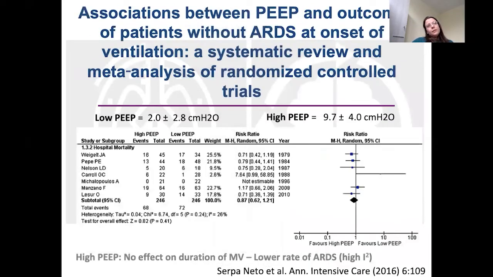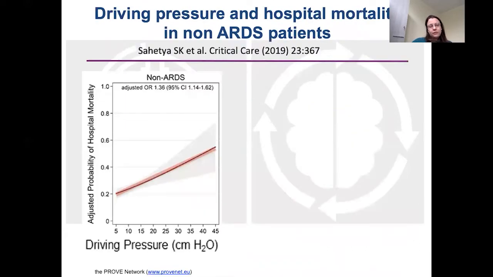Regarding the PEEP, it is still an open question, but this is a nice systematic review and meta-analysis of randomized controlled trials which compared low PEEP levels with high PEEP levels. As you can see from the pooled results, the use of high PEEP had no effect on the duration of mechanical ventilation, but it was probably related to a lower rate of ARDS. We are still talking about patients with initially no ARDS, like general brain injury patients.